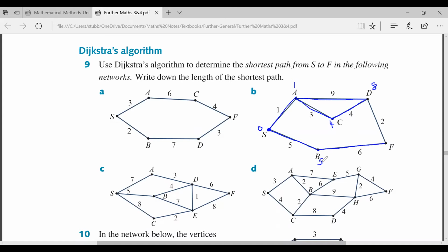B to F, so 5 plus 6 is 11. And we've got to test this one as well. So 8 plus 2 is 10. So we're going to replace that. And it will be 10.